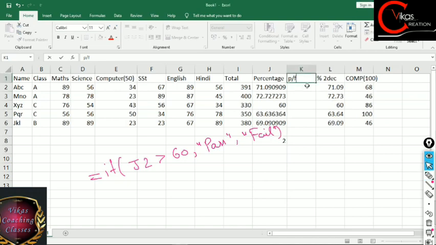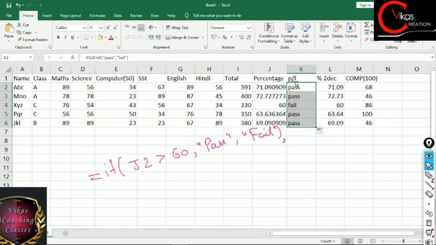फटाफट से मैं शो करता हूँ लिख के. We will write equals to IF, open the bracket, write J2 is more than 60, कॉमा, डबल कोट्स में पास, डबल कोट्स क्लोज, कॉमा, डबल कोट्स में फेल, डबल कोट्स क्लोज, ब्रैकेट क्लोज, एंटर की. That's it. As you can see ये वाला बच्चा पास हो गया. ड्रैग डाउन करते हैं फटाफट से इसको.